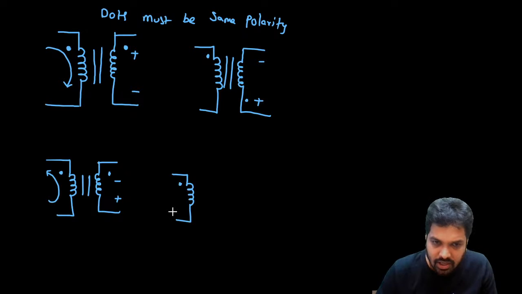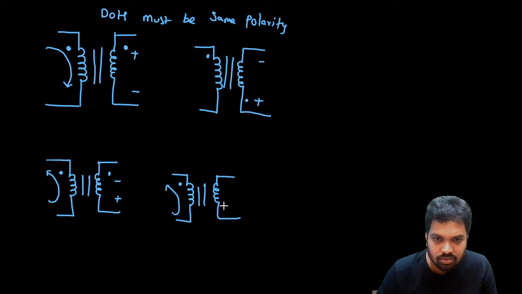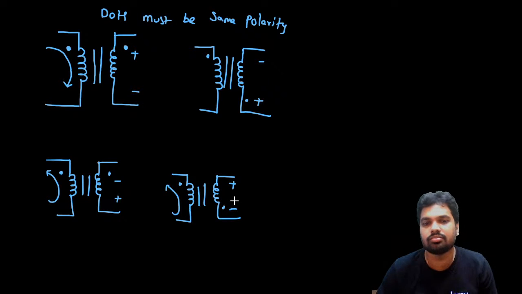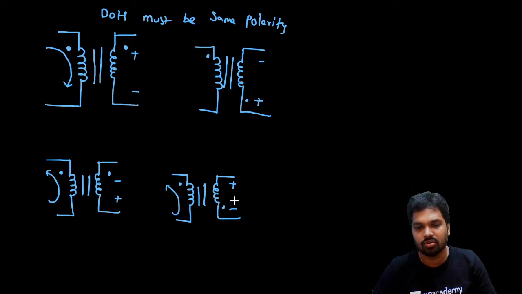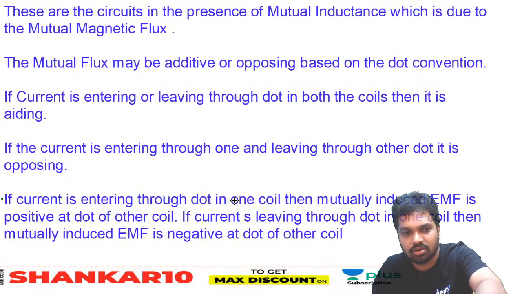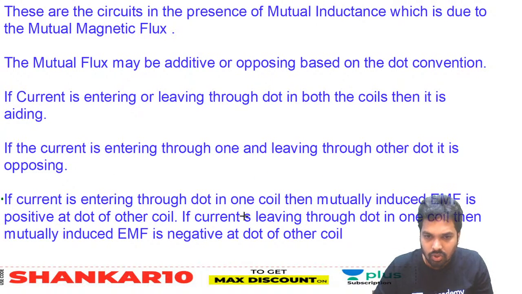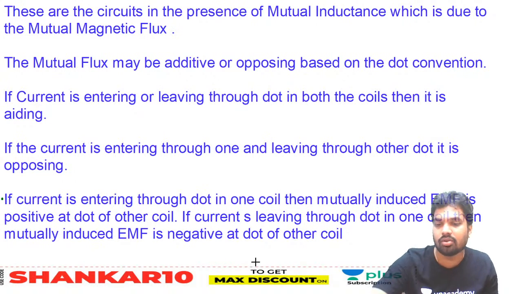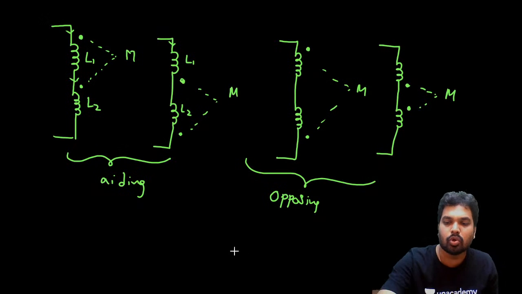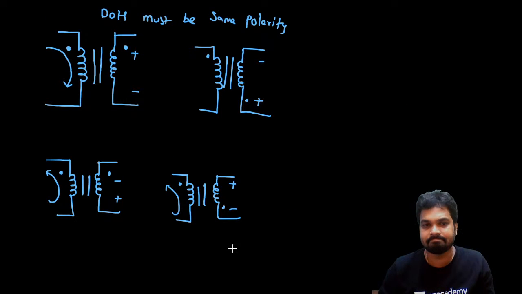It will make your analysis easy, guys. If the examiner gives a dot here, then take negative. This is what we need to follow. These are the rules I have given here. If current is entering through the dot in one coil, then the mutual induced EMF is positive at the dot of the other coil. If current is leaving through the dot in one coil, then the mutual induced EMF is negative at the dot of the other coil. You can see in both directions it is the same rule.